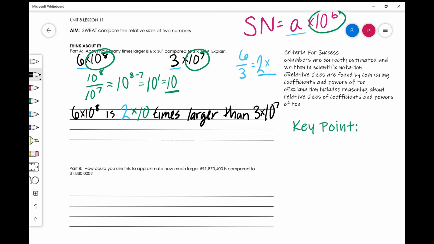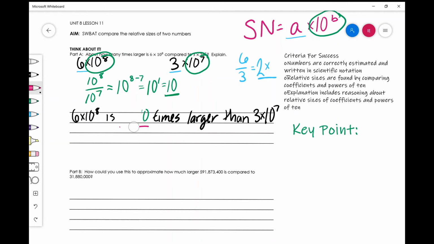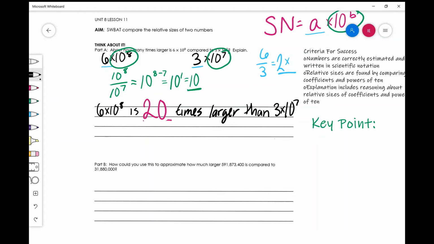Obviously, writing 2 times 10 times larger doesn't make sense. I just simplify that down so that I have 2 times 10, which is 20. 6 times 10 to the 8th power is 20 times larger than 3 times 10 to the 7th power. Now that we know that 6 times 10 to the 8th is 20 times larger than 3 times 10 to the 7th, let's look at part B.